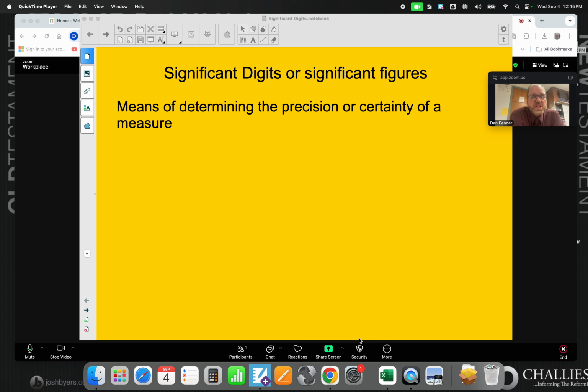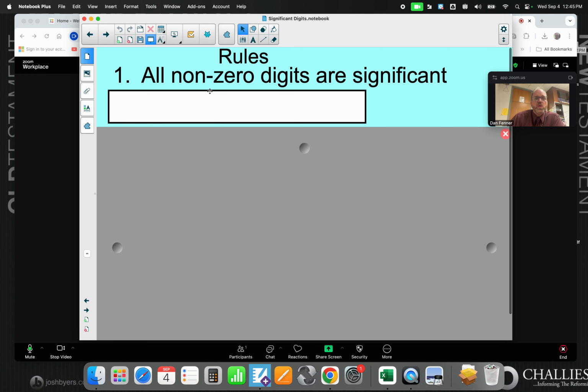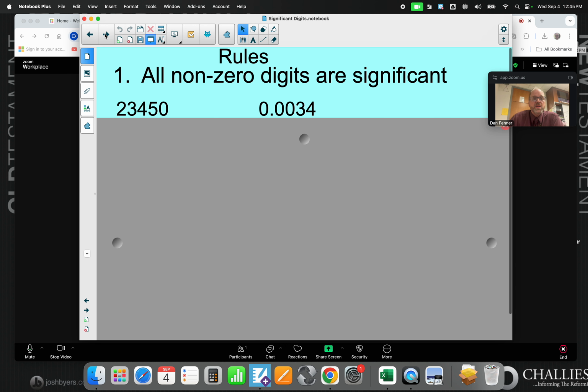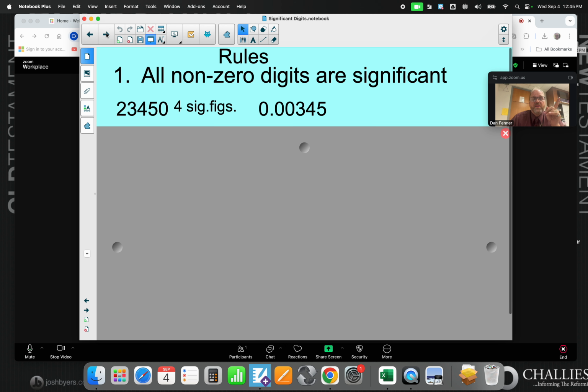So again, significant digits, significant figures, or sig figs, it's a means to determine the precision and certainty of a measure. Now, we have specific rules we're going to look at. The first rule is that all non-zero digits are significant. What are we saying here? If I have a number 2, 3, 4, 5, 0, because the 2 is not a 0, the 3 is not a 0, the 4 is not a 0, the 5 is not a 0, 0 is a 0. I have 1, 2, 3, 4. I have 4 sig figs there.